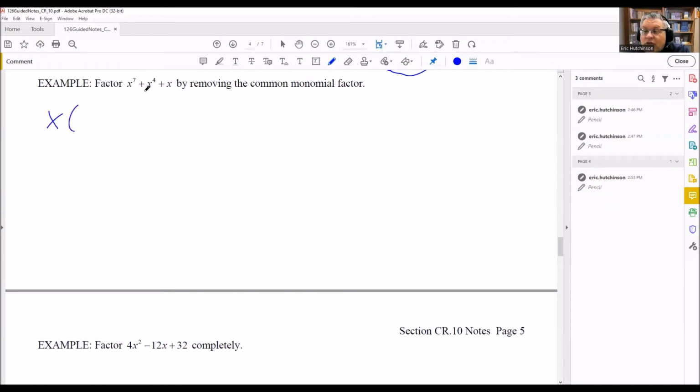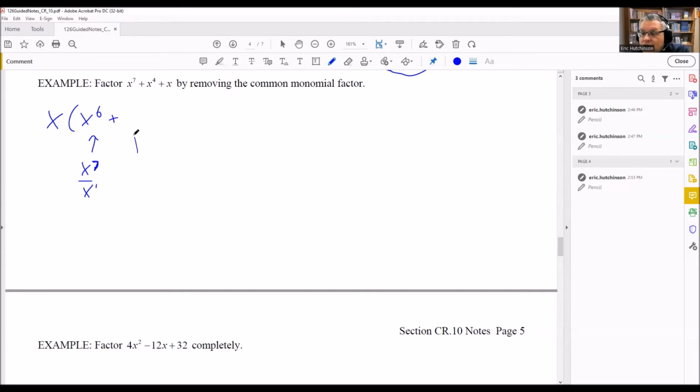So I'm just going to take everything here and divide each of those terms by x. So I'll write it out so you can see what we're doing exactly. You're going to do x to the seventh divided by x. That's going to give you x to the sixth because, again, you're subtracting the exponents when you divide.